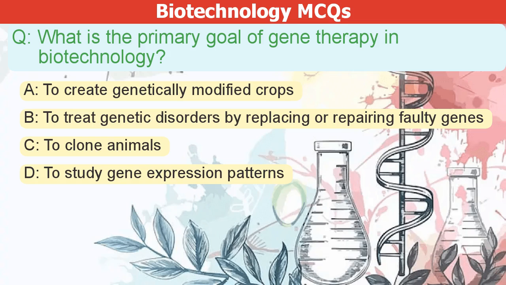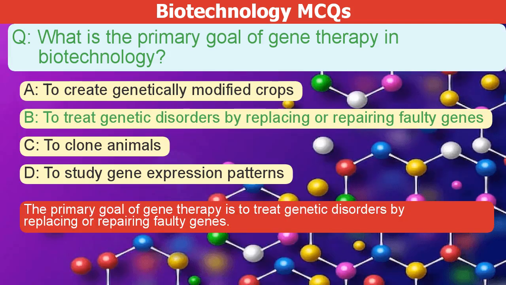What is the primary goal of gene therapy in biotechnology? A. To create genetically modified crops. B. To treat genetic disorders by replacing or repairing faulty genes. C. To clone animals. D. To study gene expression patterns. The correct answer is B. The primary goal of gene therapy is to treat genetic disorders by replacing or repairing faulty genes.